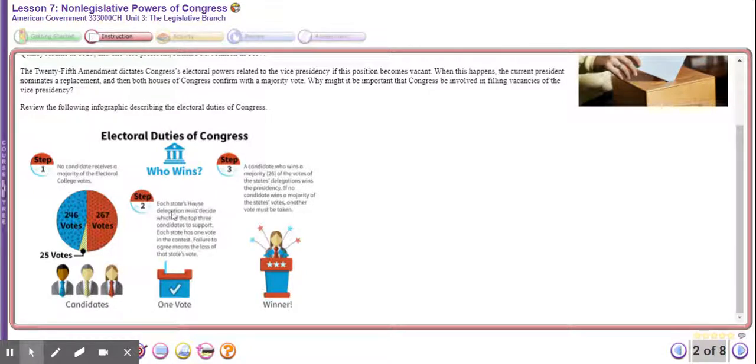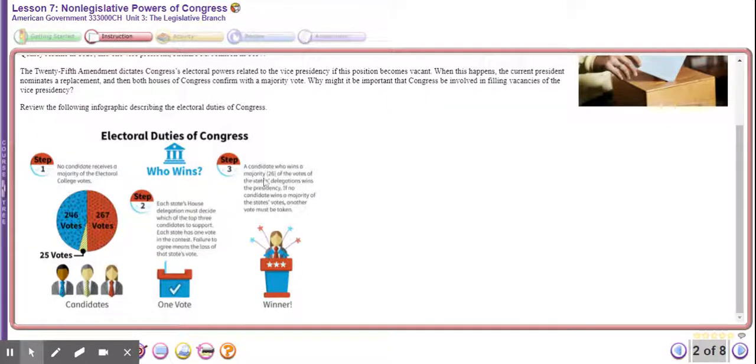Each state's House delegation must decide which of the top three candidates to support. Each state has one vote in the contest. Failure to agree means that the state loses its vote. Okay, so you could have a lot of members of the House from a state, and they might not all have the same view on who they want to be president. But if they can't decide on a single vote, then the whole state loses its vote.